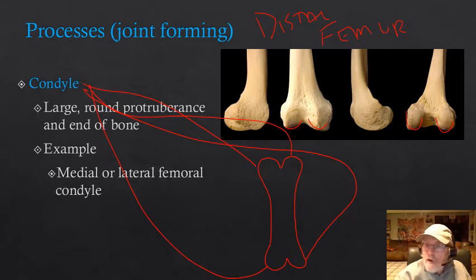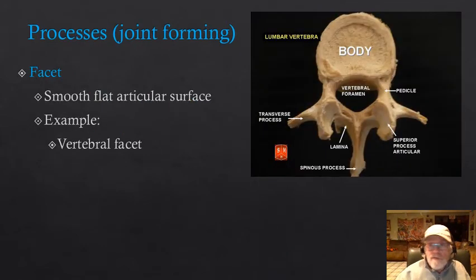On the other side, in the knee, there'll be a little meniscus or a little cartilage that cups around there, which allows that condyle, that round protuberance, to sit inside a little bit of a socket. So a condyle is a large round protuberance at the end of a bone. We'll find these in various bones. The femur is a great place.